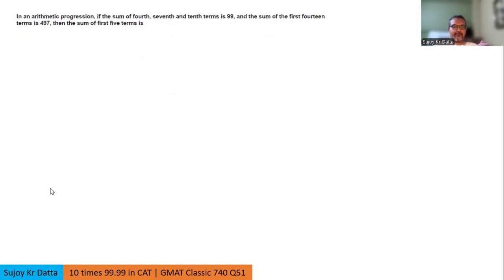In the AP, so we have arithmetic sequence. The fourth term is a plus 3d. The general conventions: a is the first term, d is the common difference. The seventh is a plus 6d, and the 10th is a plus 9d, and that sum is 99. So we have got 3a plus 18d, that's 99. We'll divide by 3. a plus 6d is 33.